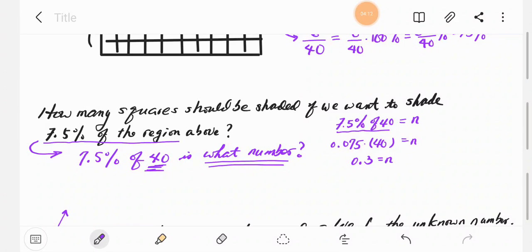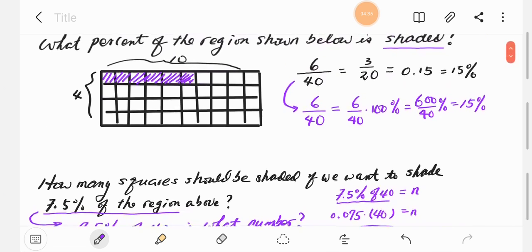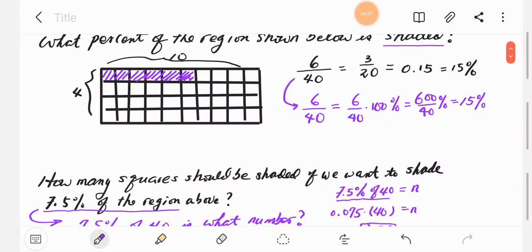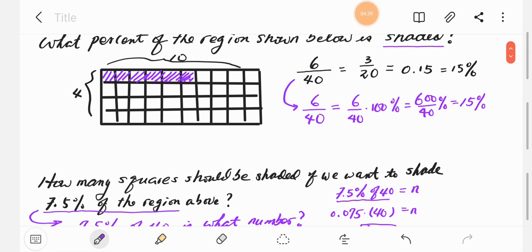Is it 0.3 or 3? Then it should be this 40, so that is 3, sorry. It should be 3. So the number of shaded squares is 3. So if you shade 3, then 7.5% of the region is shaded.